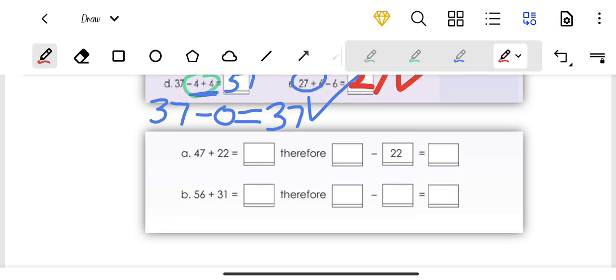So jumping to number 2, A says 47 plus 22 is equal to, therefore, minus 22 is equal to... So you're going to add that and get the answer. Therefore the answer minus any of these numbers, let's say minus 22, is supposed to give you the 47. Let's prove it.